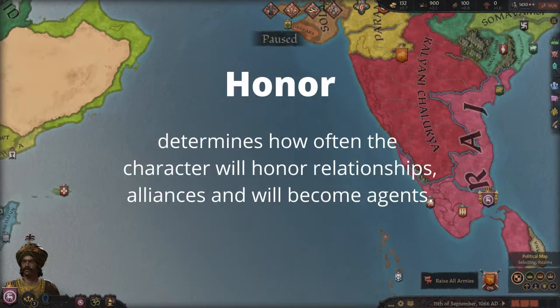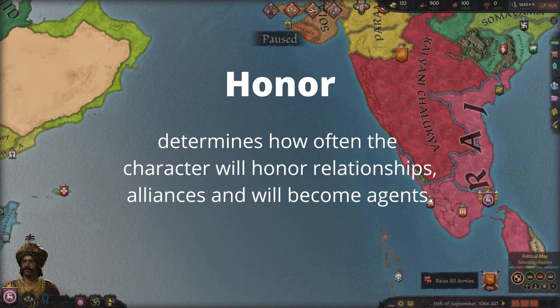How this interaction happens is this determines how much the AI character will honor relationships and alliances, how much they will become agents, so against you or for you. If they have a lot of honor, they may not want to help you. They also may help you depending on other attributes and what the scheme is.